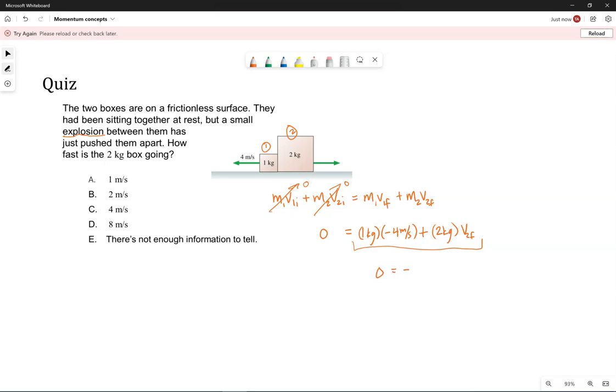So the momentum of -4 that the first box has leaves us with knowing the other box has to be traveling to the right at 2 meters per second. And we get a positive answer. That positive answer means to the right.